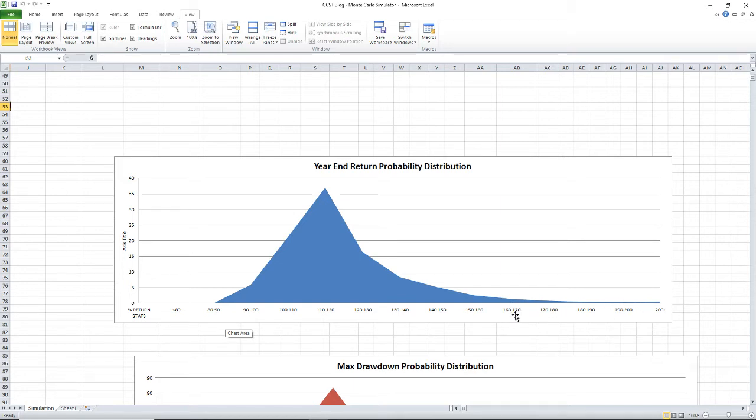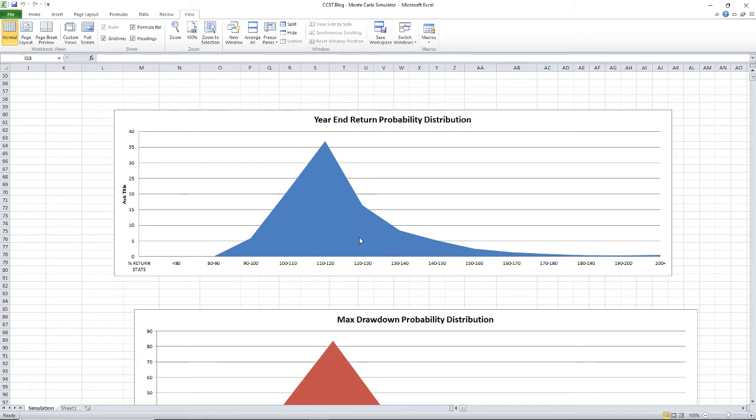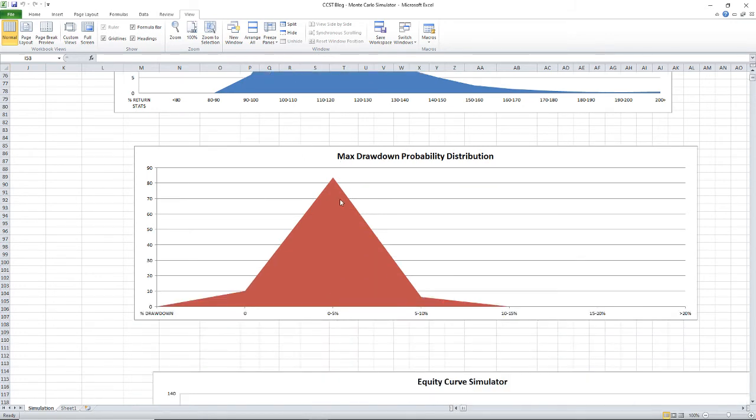end up with 160 to 170% of my capital or a 60 to 70% profit, but it doesn't really reflect on the loss side that I'll have a 60 to 70% loss. So that's a positive skew, and that's really what I'm trying to aim for with my trading system. The next thing is my max drawdown probability distribution.